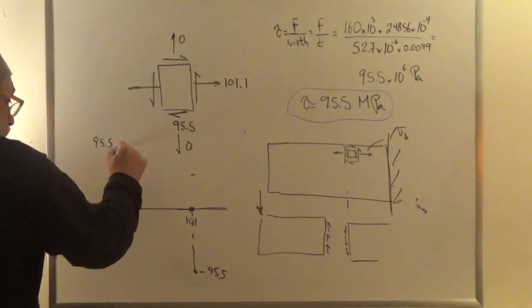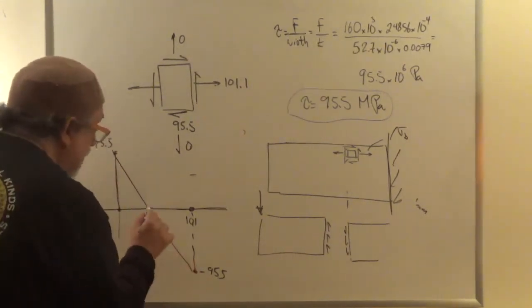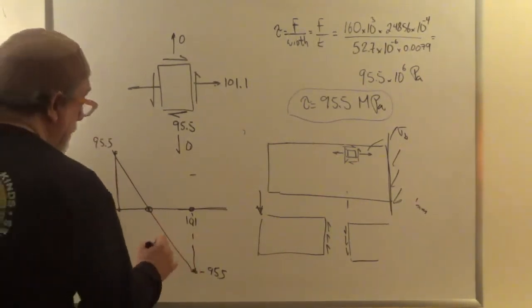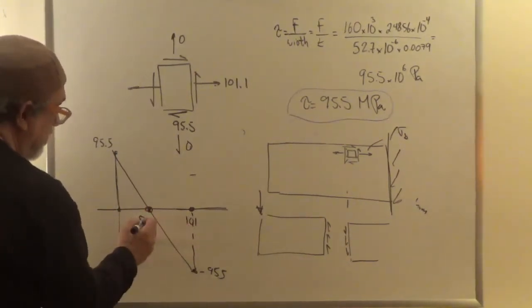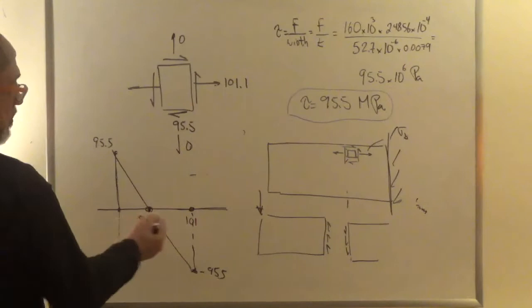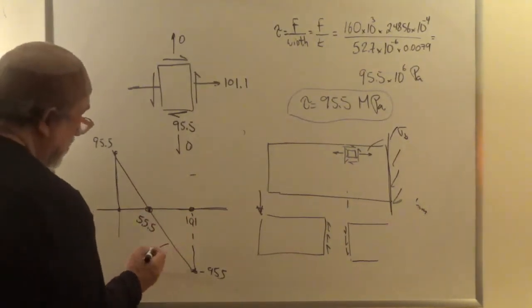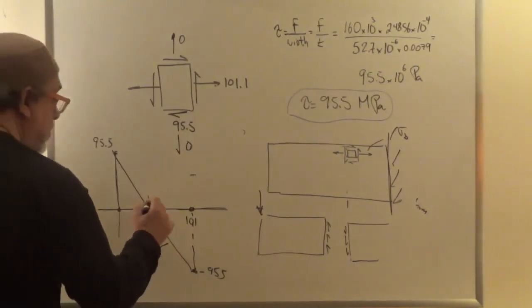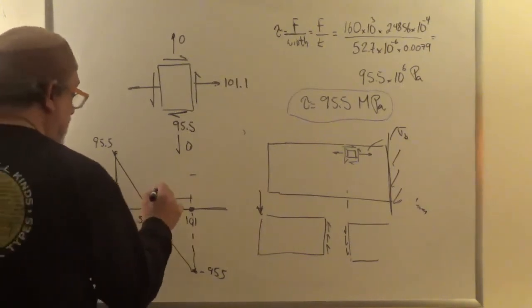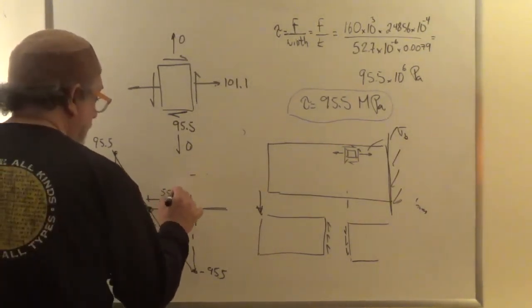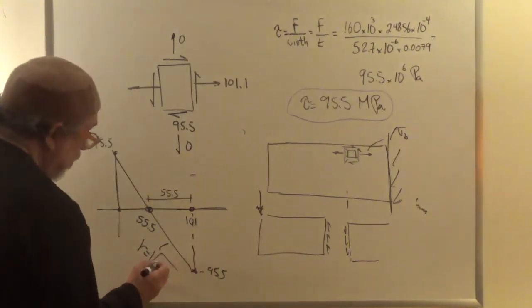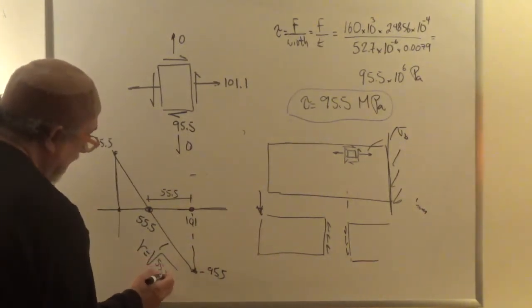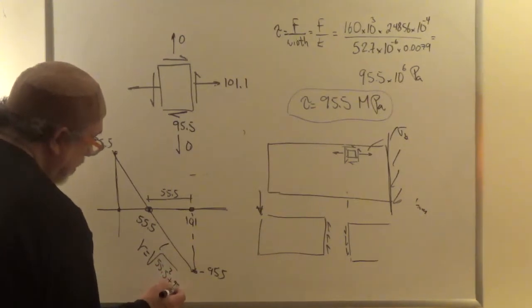Then we join the two for our Mohr circle, that's our center, right? And that center is going to be 55.5, right? Because it's half of the 101. And this radius from here to here is 55.5, and from here to here was 95.5, so the radius is the square root of 55.5 squared plus 95.5 squared, right?